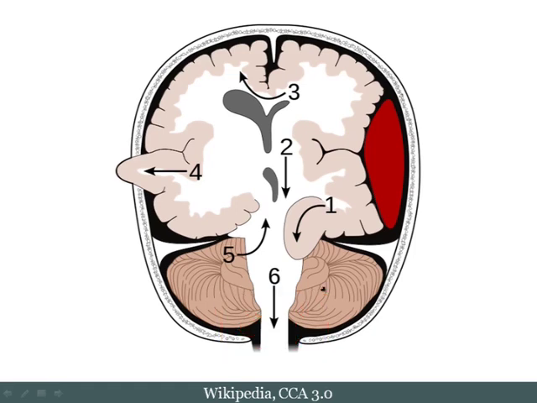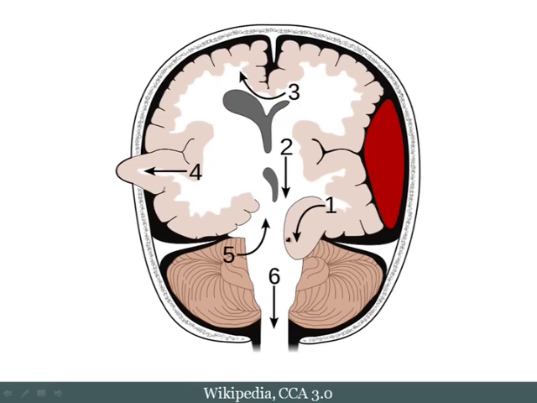The next herniation is called a subfalcine herniation. This is when you get the cingulate gyrus, which is present here, to herniate underneath the falx cerebri, which is present here. Now the problem here is that you'll compress the anterior cerebral artery, which will then lead to infarction.